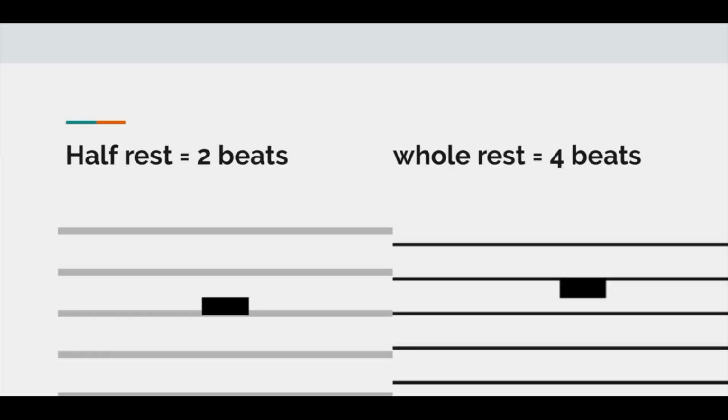Alright. You also have half rests and whole rests. So half rests are the same thing as half notes, except they signify 2 beats of silence. And whole rests do the same thing, except they signify 4 beats of silence.